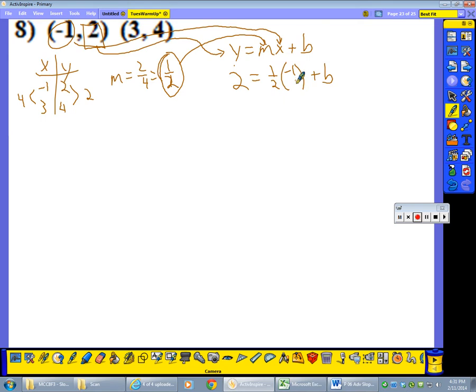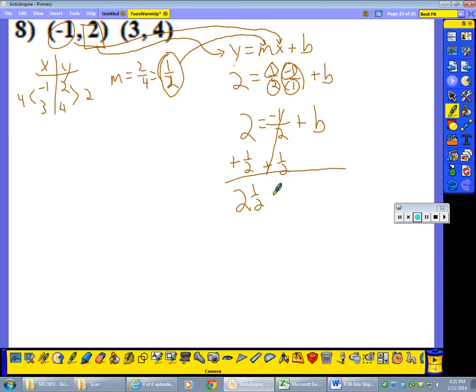And so now I'm going to write this over 1, multiply my numerators. So that equals -1 over, multiply my denominators, 2 times 1 is 2. So my equation now looks like this. Now the opposite of a -1/2 is adding 1/2. So I'm going to cross that out, and I'm going to add 1/2 to this side. So 2 plus 1/2 equals 2 and 1/2.